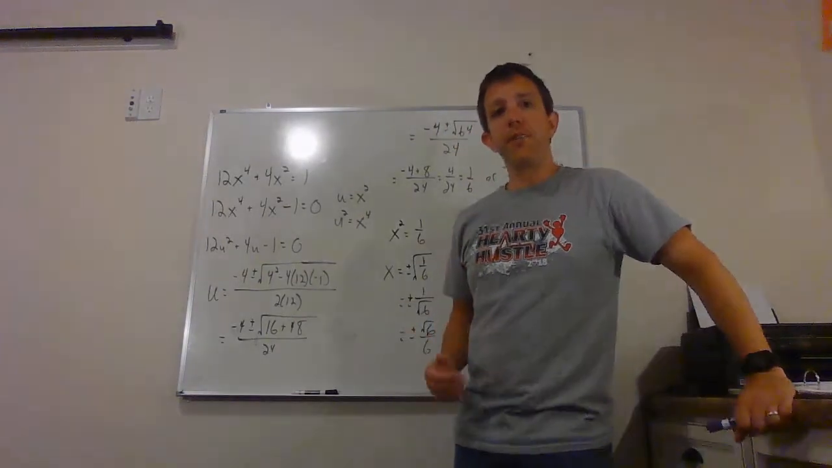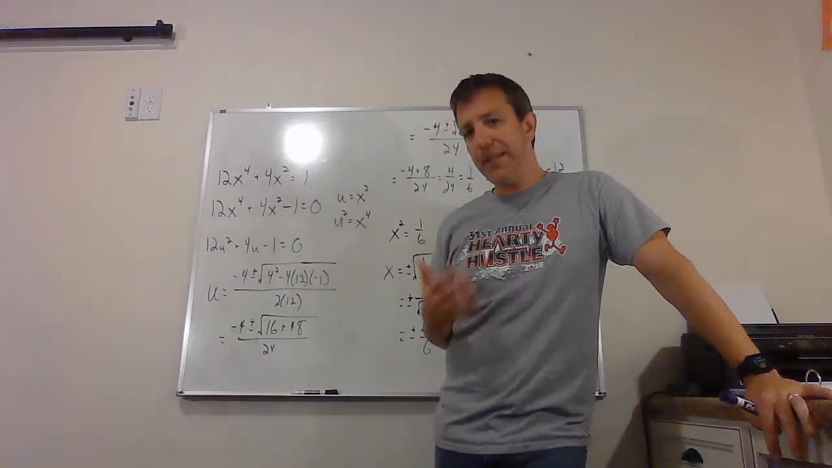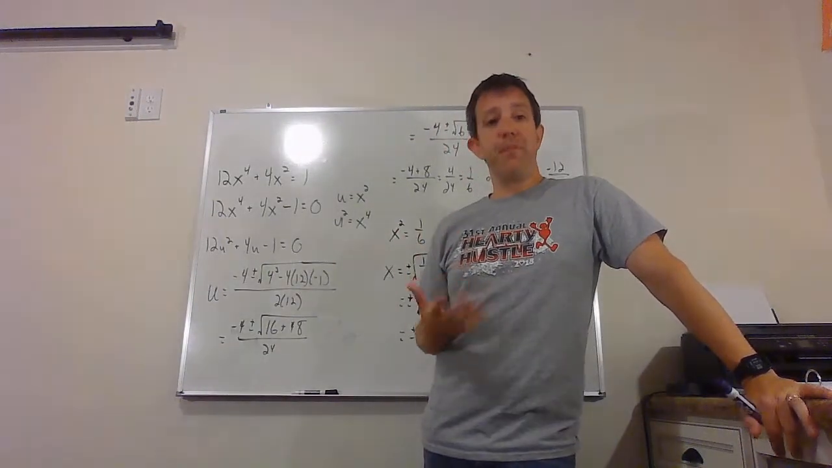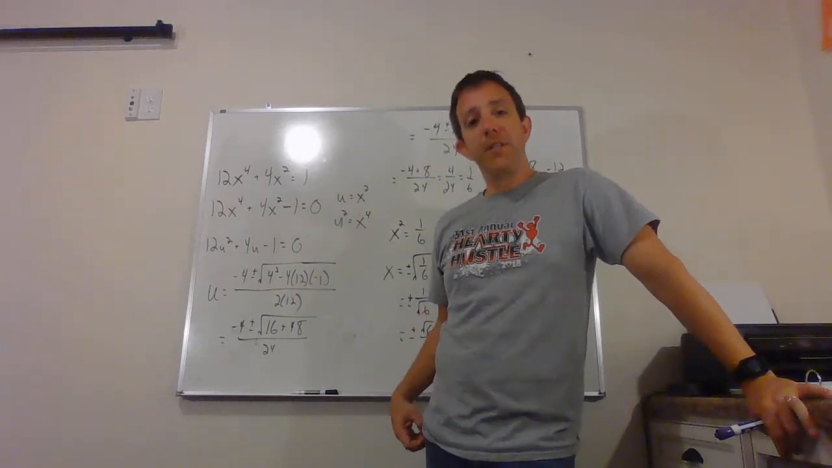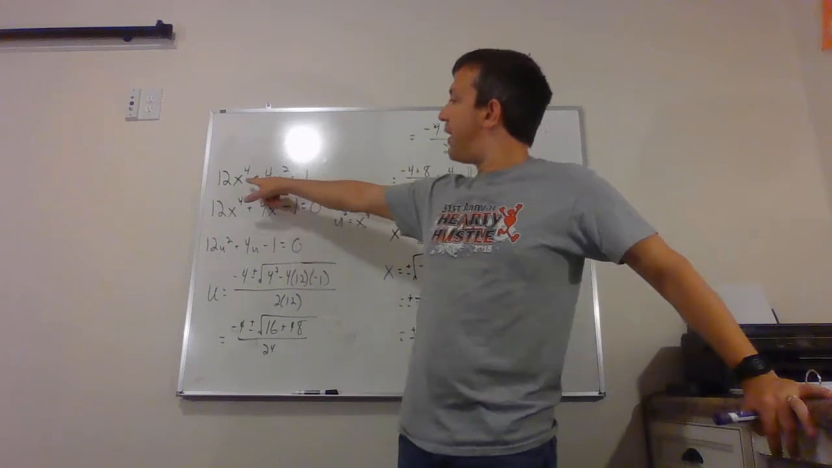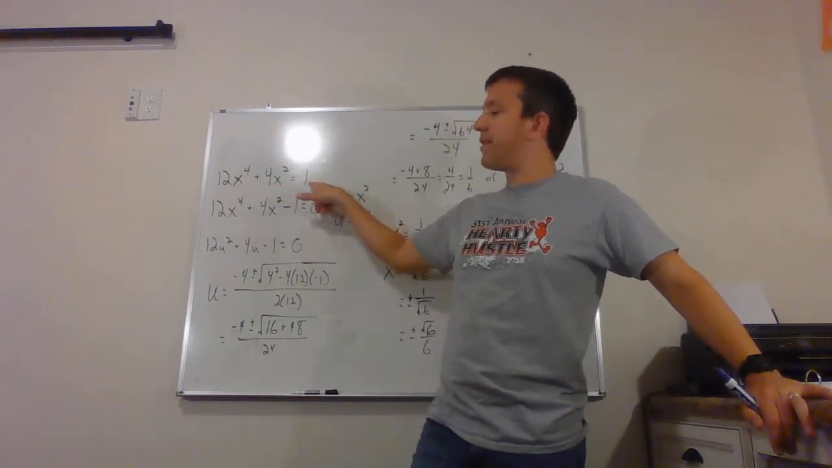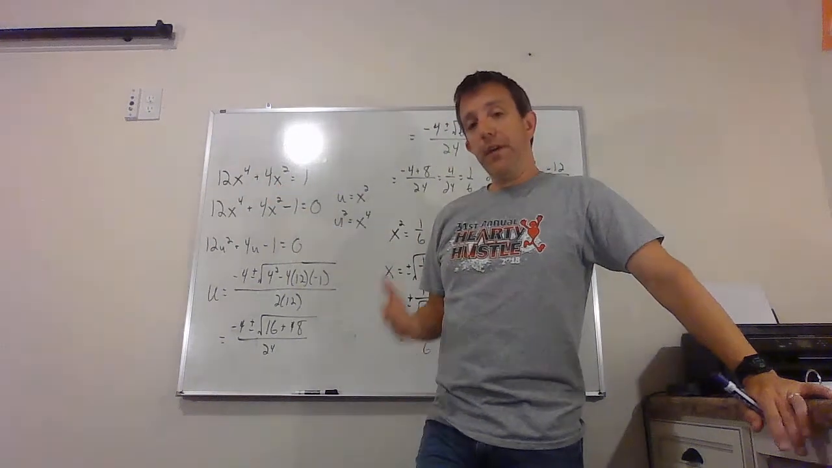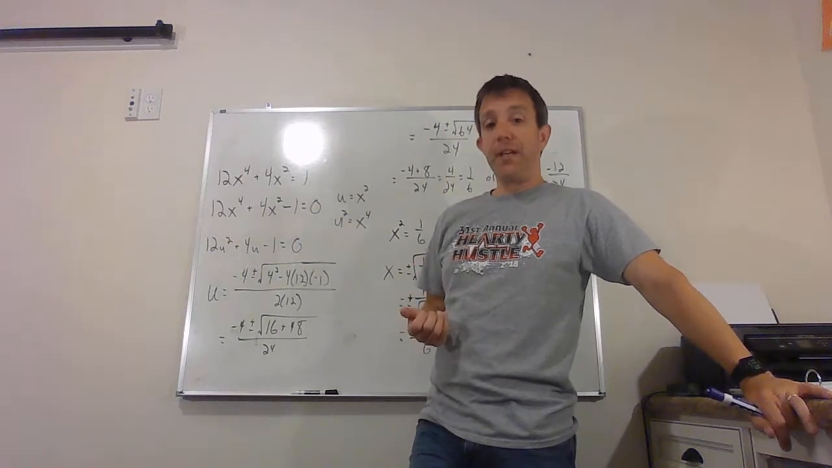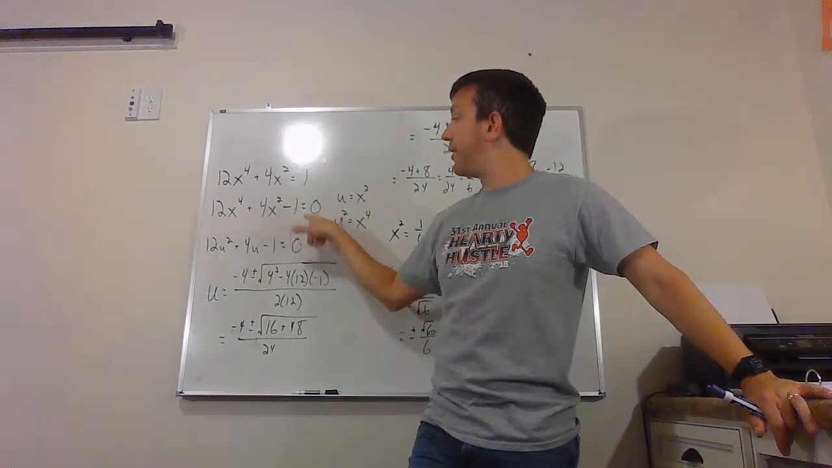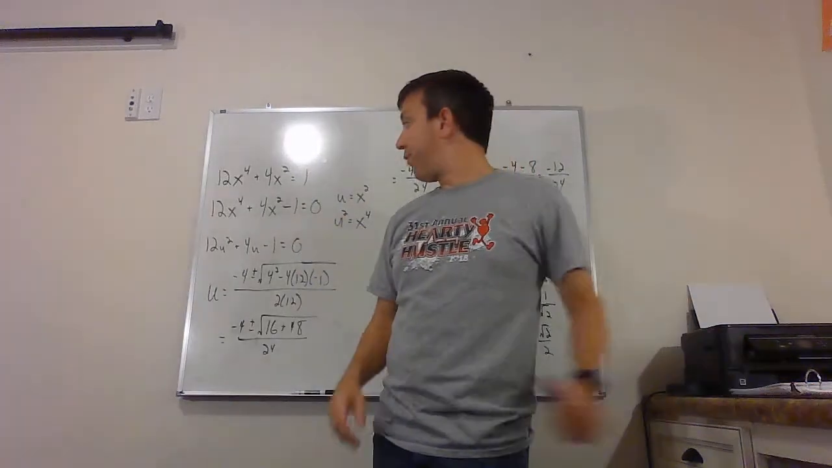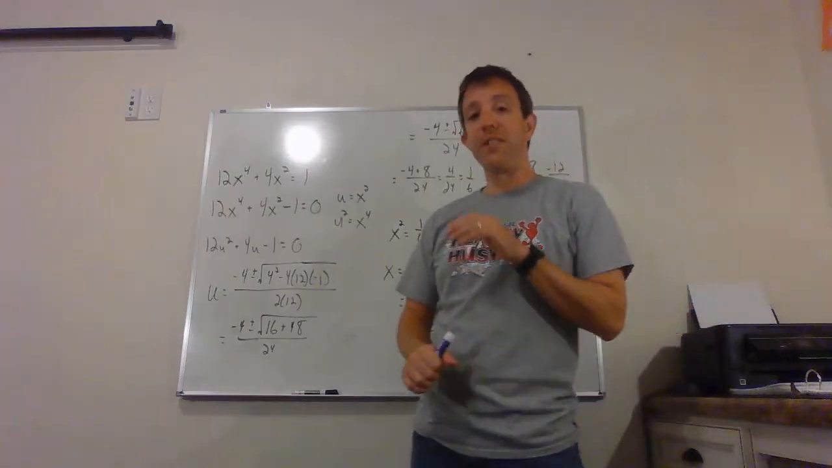All right, so here's our last example. And like I said, this one's kind of a doozy. It's definitely a mess. It's gonna really make some interesting things happen. So let's take a look at it. I have 12x to the 4th plus 4x squared is equal to 1. For starters, it's not actually in quadratic form yet. I need 0. So I subtract 1 and get my 0. 12x to the 4th plus 4x squared minus 1 is equal to 0.